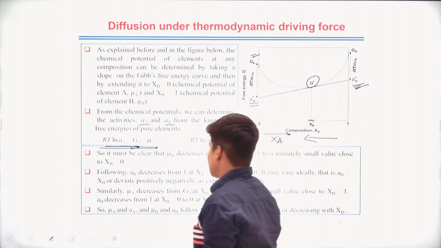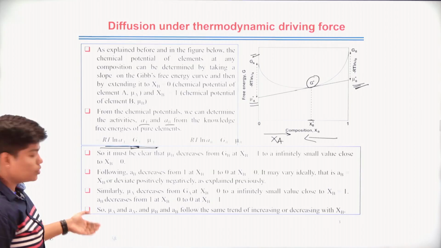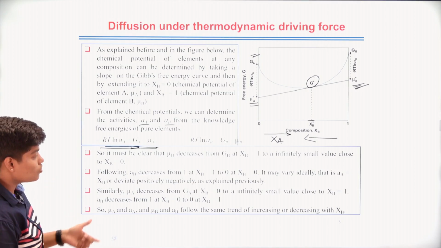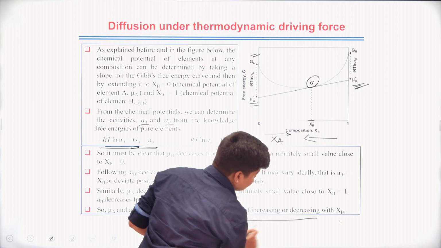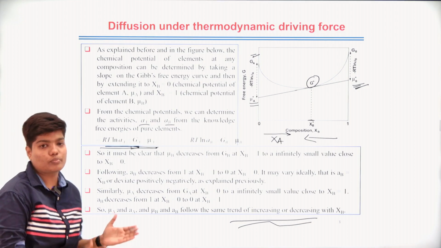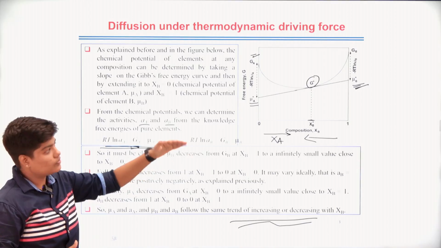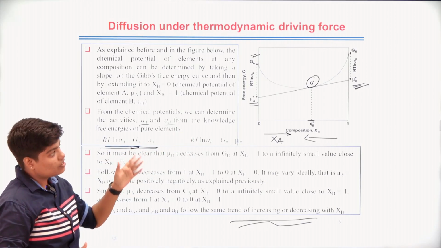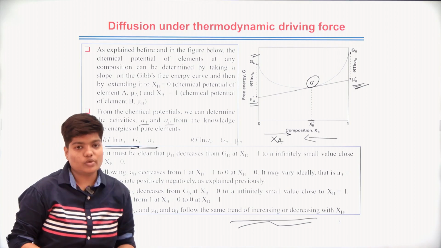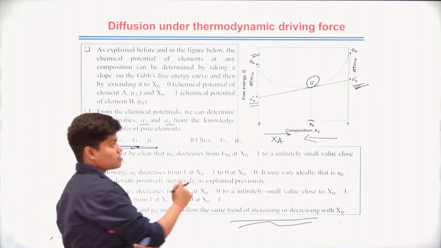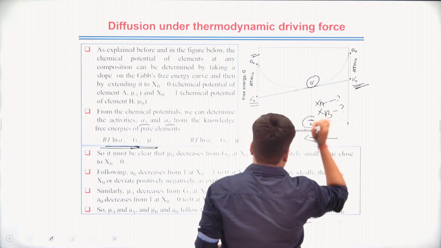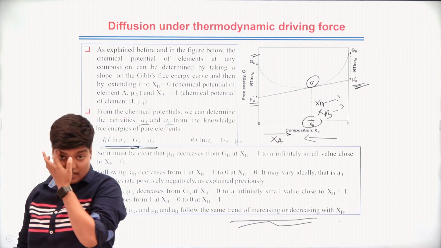So from that graph it is clear that mu A and the activity of A, and mu B and the activity of B, follow the same trend of increasing and decreasing with Xb, that is the mole fraction of B, or we can say the composition of B. If you decrease Xb from 1 to 0, the Gibbs free energy of B also goes on decreasing. At some point Ga and Gb will attain equilibrium, that is Z star. At some composition of Xa and Xb it will attain the equilibrium state.